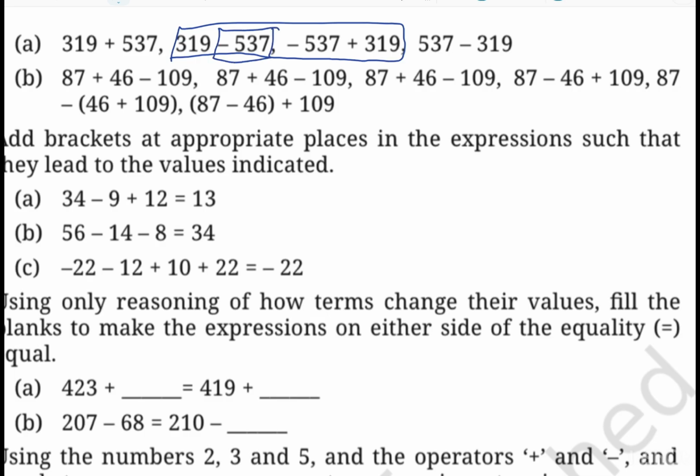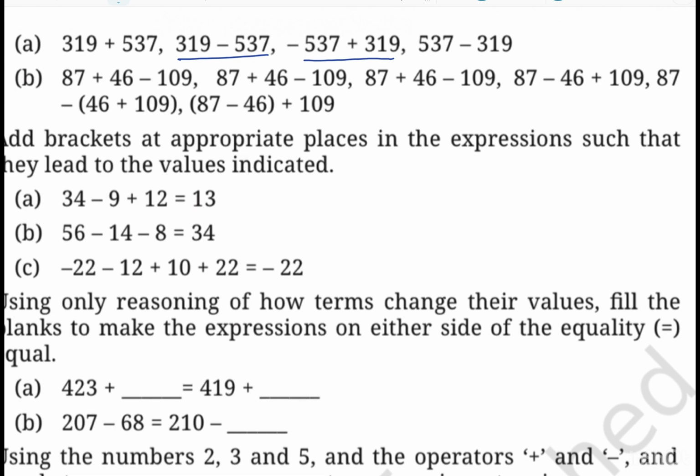Here is minus 537, here also minus 537, here is positive, and here it is also plus 319. So these two expressions are equal, since the signs of the terms are equal. So we can write these two expressions are equal.